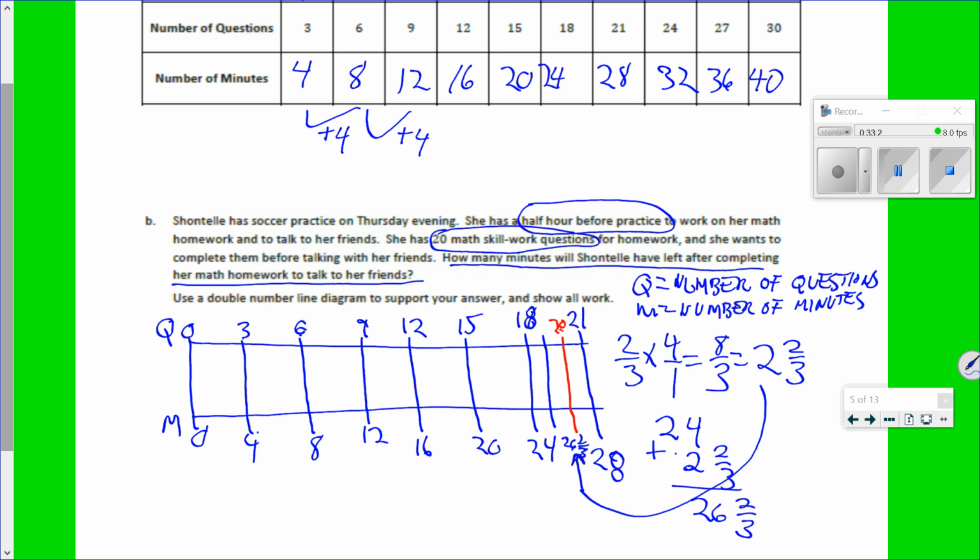From 30, because it's half an hour, right? She has a half an hour before practice. That's 30 minutes. So it's going to be 30 minus 26 2/3. We're going to have to make this 29 3 over 3 minus 26 2/3, which gives us what? 3 1/3. 3 1/3. So she's going to have 3 1/3 minutes to talk to her friends after she's done.